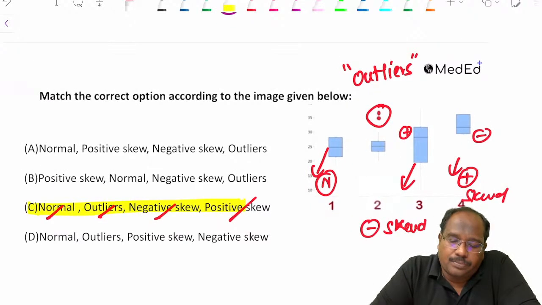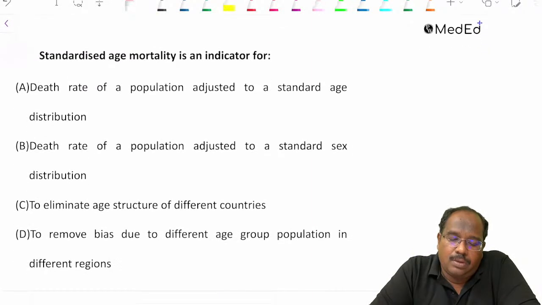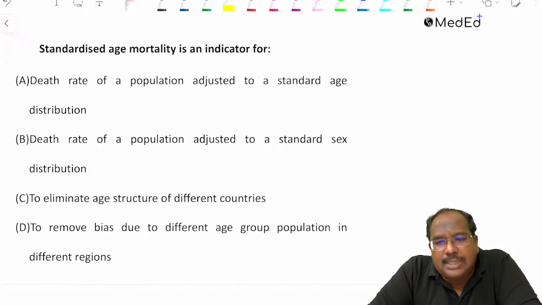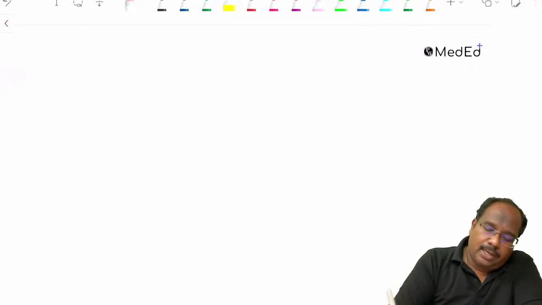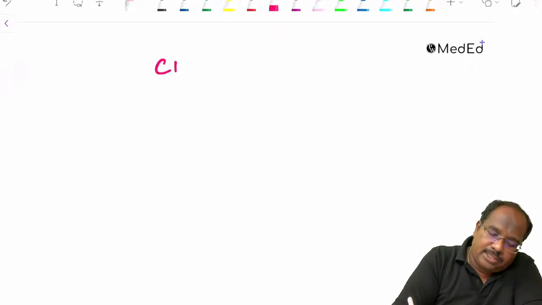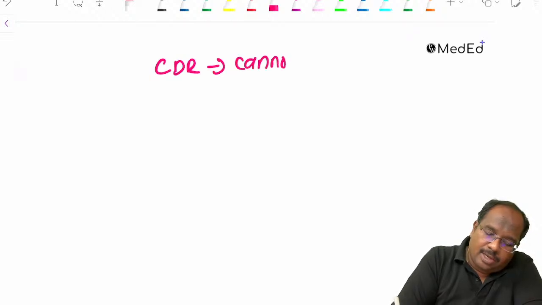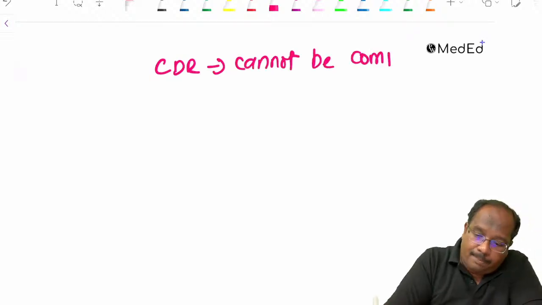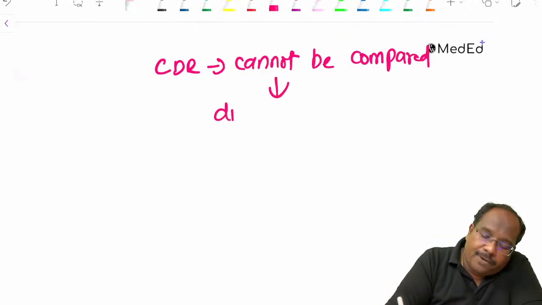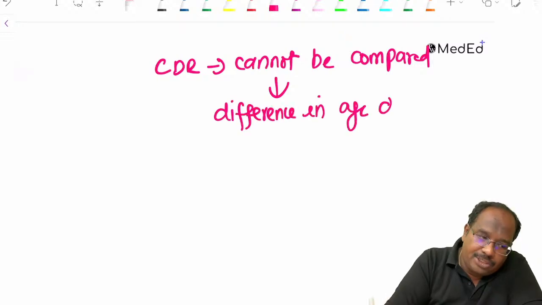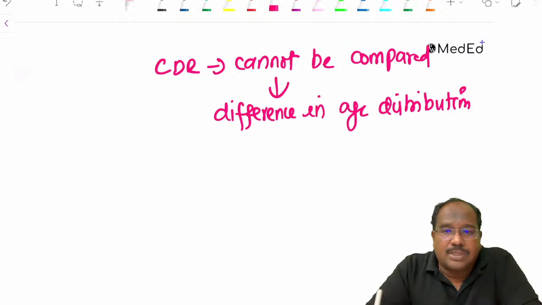Next. Standardized age mortality is an indicator for... So we cannot compare crude death rates, CDR. You cannot compare them. Why? Because of the difference in age distribution. You cannot compare crude death rates because of differences in age distribution.